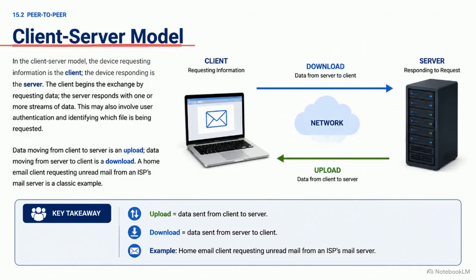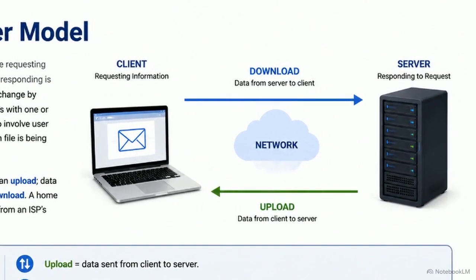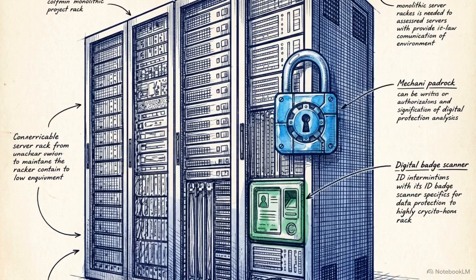In the client-server model, roles are strictly assigned. A dedicated server holds resources, while the client requests them. Data flows are unidirectional. Clients initiate the exchange, pulling data down in a download or pushing data up in an upload across the network. Centralizing resources on a single server makes it easy to control user authentication and manage files from a single point of authority.